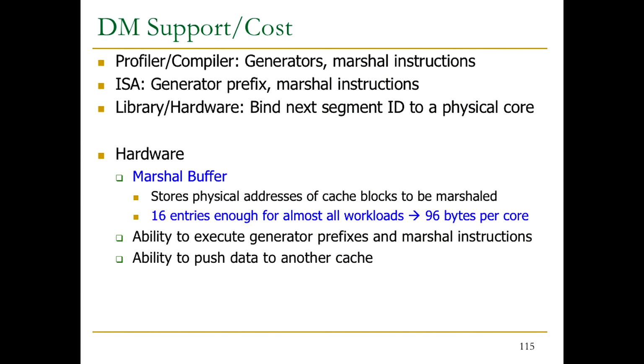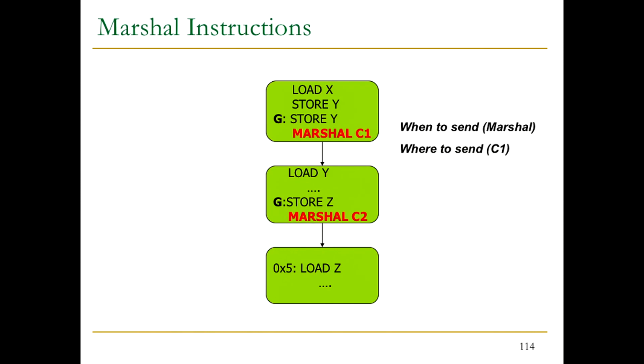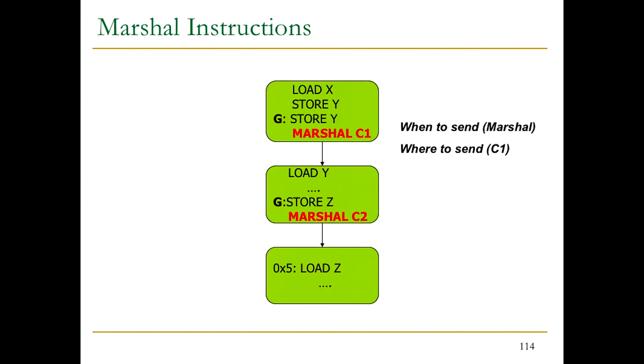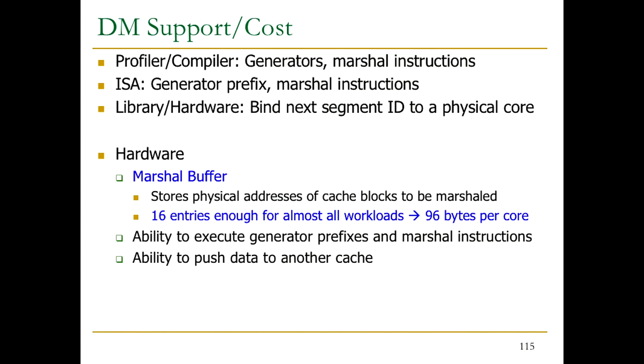So the profiler and the compiler mark these generator instructions and insert these marshal instructions. The ISA needs to provide the generator prefix for stores, and it needs to provide the marshal instructions, and there needs to be some library or hardware mechanism that binds this virtual core ID, not necessarily the next segment ID, to a physical core ID, such that you know where to send the data that you've collected using the marshal instructions. And the hardware needs to have a buffer that keeps track of the physical address of cache blocks that need to be marshaled to some other core. You can see the paper for analysis of this. It turns out this is not a lot of data, actually, but it's only your critical path.